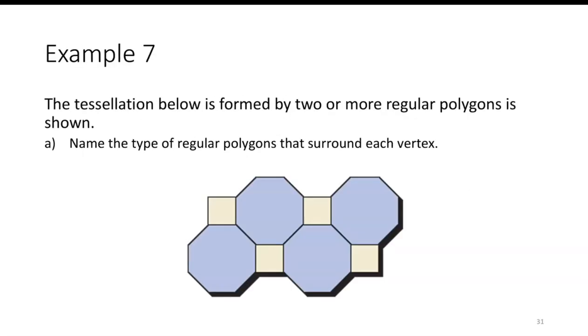All right, so the tessellation here is formed by two or more regular polygons. And the question is to name these polygons that surround each vertex. So if you go around a vertex, any vertex will be fine. I have a square here, and then there is an octagon and an octagon. So this is a 488 semiregular tessellation.